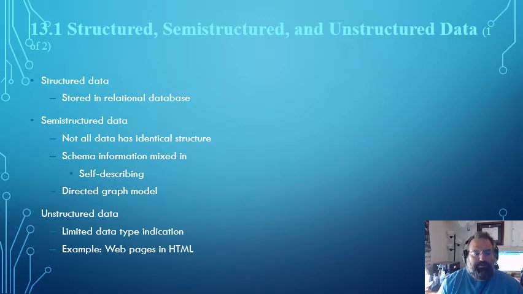Schema information is mixed in, somewhat self-describing, typically some form of directed graph model. Unstructured data has little to no data type indication. Examples of that are just plain text, maybe a web page that's in simple HTML, but more likely think Facebook post or something, or Twitter tweet.